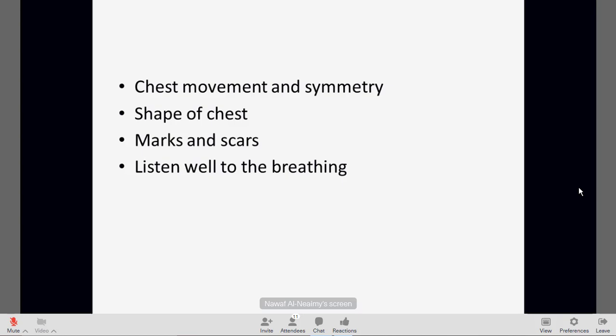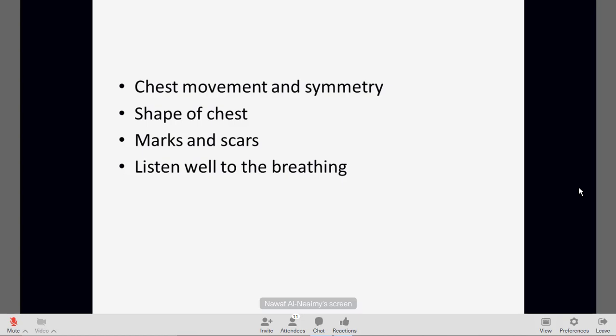And whether there is an asymmetrical movement of the chest, meaning that there is one side which is moving more than the other. So diminished chest movement in one side of the chest, put in mind that there might be a lesion in that side. Again, it might be consolidation, collapse, pleural effusion, pneumothorax.